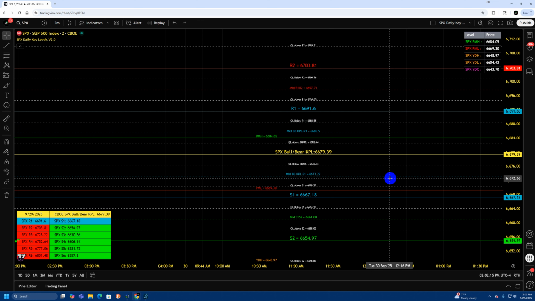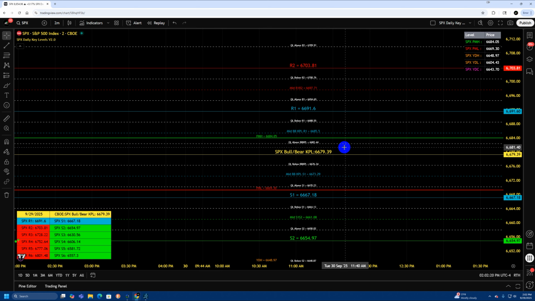The opposite is what applies on bearish trades. On bearish trades, if you use a tight stop loss, then it's the first QL level above the level you're taking the trade from.